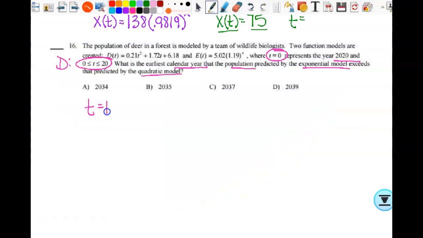So I get t equals 16.937. Remember, the time is the years since 2020. And so the first year, if I add 20 here, this would be 2036.937. Not that that really makes any sense, but that's when they're the same. So the first calendar year where that would exceed it would have to be C.